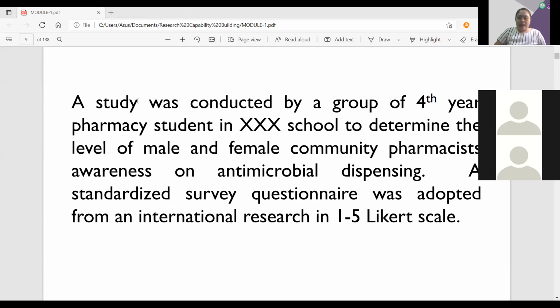Now, this one is an example. A study was conducted by a group of fourth-year pharmacy students in XXX school to determine the level of male and female community pharmacists' awareness on antimicrobial dispensing. A standardized survey questionnaire was adopted from an international research in a 1 to 5 Likert scale.